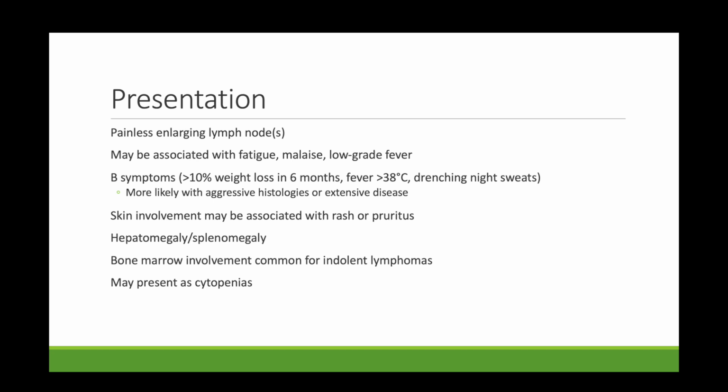If patients have skin involvement, which is certainly possible because there are a lot of different cutaneous lymphomas as well, that may be associated with a rash or pruritus. Patients may present with hepatomegaly, splenomegaly, so we always want to examine them for organomegaly. Bone marrow involvement is common for indolent lymphomas, and you'll see that when we are suspicious of an indolent lymphoma, we do want to get a bone marrow biopsy. Especially for early stage disease. And then sometimes the presentation just may be cytopenias that are detected on labs.